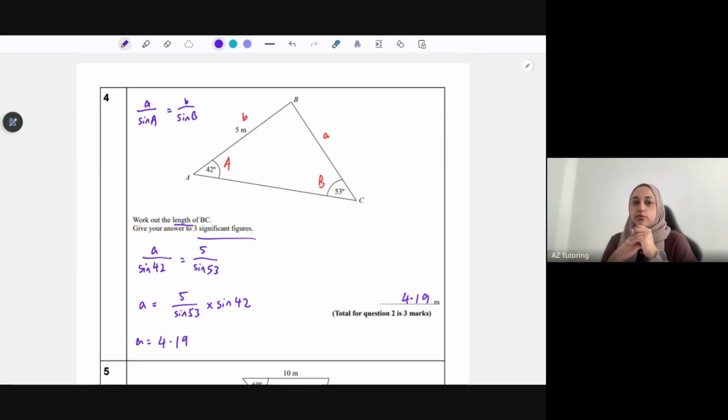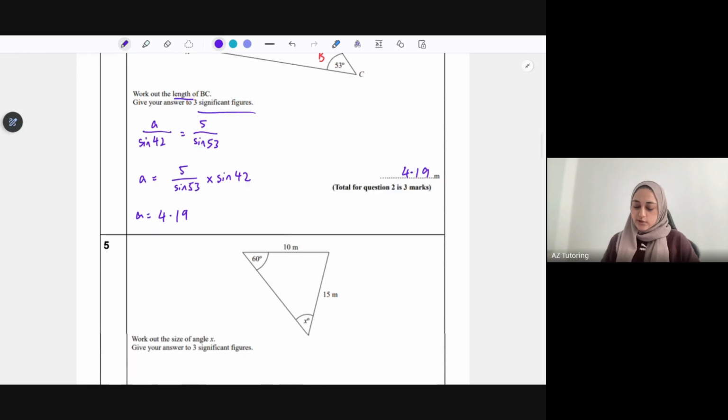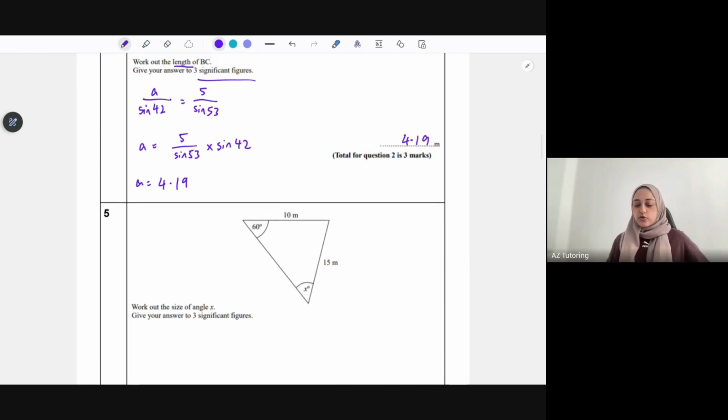So you can see how you know whether you're using sine rule or cosine rule. That's what students struggle with the most. Like, how do I know which one I'm using? I can't use cosine rule here because I don't have 3 lengths, essentially. So that's why I can't use it. Okay, so we've looked at a length example.